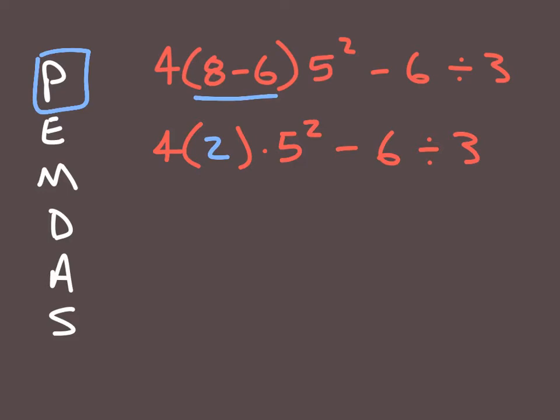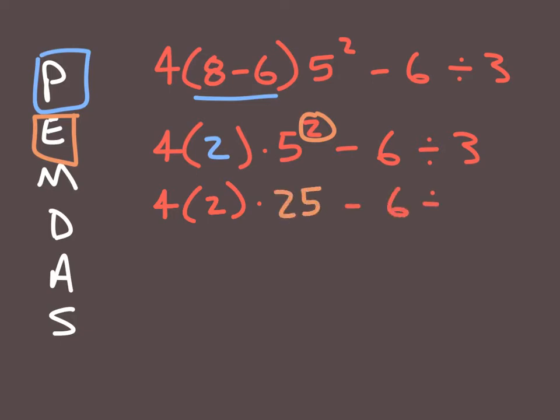Now the next one that I want to do is my exponents, okay? And I see that I have an exponent here. This is just going to prompt me to multiply 5 by itself twice, so I have to do that part first. I'm going to drop everything down, and I'm going to do 4 times 2 times 5 squared, which is 25. And then I'm going to subtract 6 and then divide by 3.